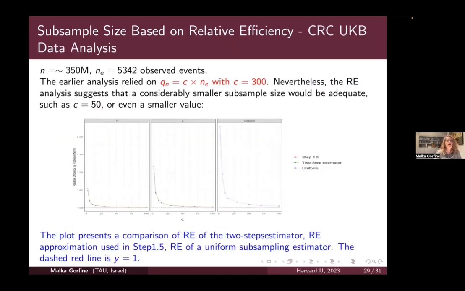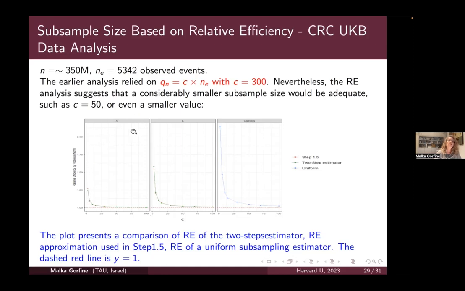So here I would like to show you the relative efficiency analysis on the colorectal cancer biobank data. Just to remind you, we had 350 million observations. We had about 5,000 observed events. The earlier analysis relied on Qn equals C times NE, where C was 300. So it means that the previous analysis was based on about 1.6 million observations instead of 350 million. Nevertheless, the relative efficiency analysis suggests that a considerably smaller sample size would be adequate. For example, C could be, instead of 300, only 50 or even smaller.